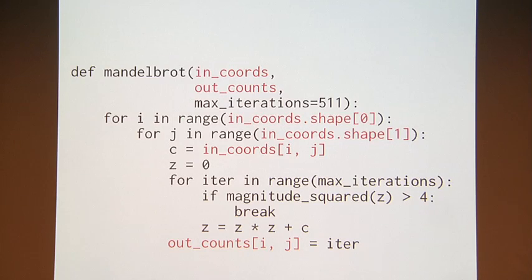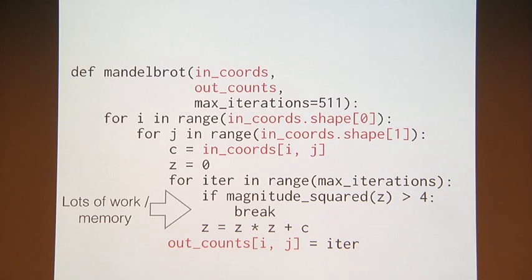I'm going to pass in 2 arrays, read out values from one array, compute the iteration count, and write those out to the output array. Is this clear? This is Python, so this is the slow version.